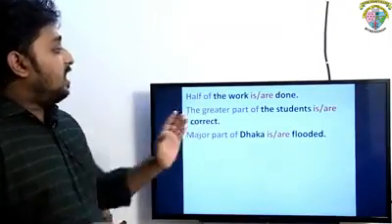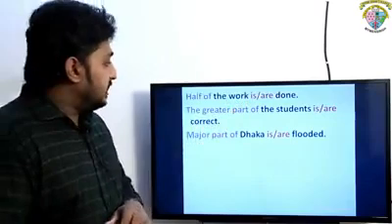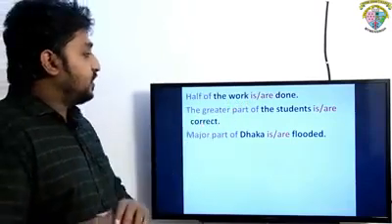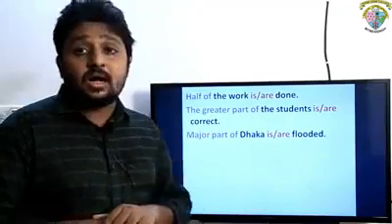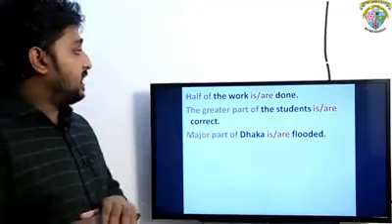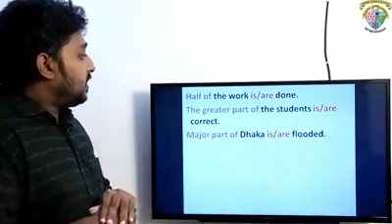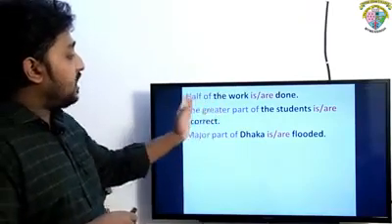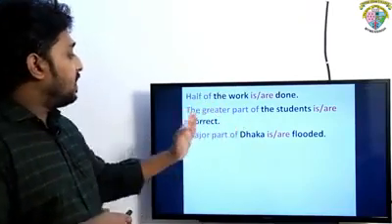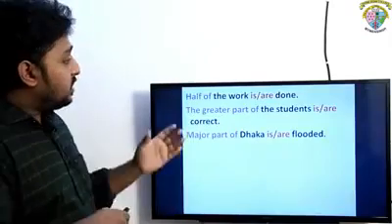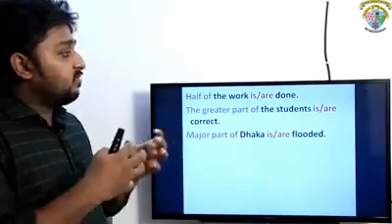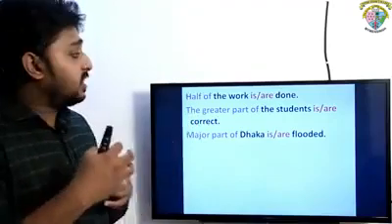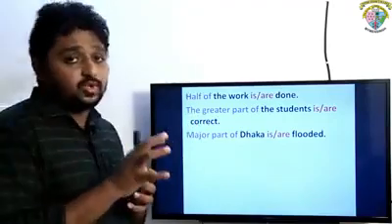Look, half of the work is or are done. The greater part of the students is or are correct. Major part of Dhaka is or are flooded. So what do you think? What is the answer actually? Look, here I have colored several parts. Half of, the greater part of, major part of. When these are placed before the noun, then the verb should be taken according to the subject.